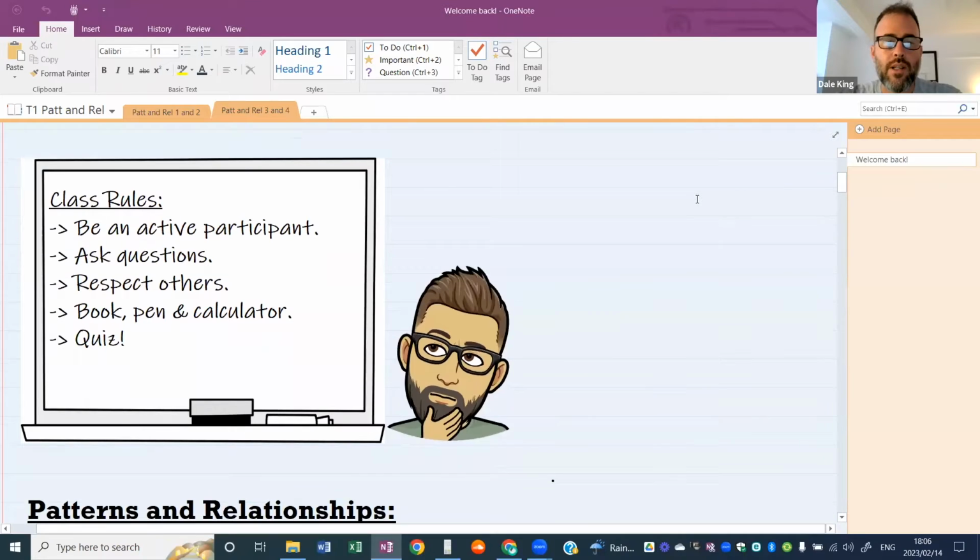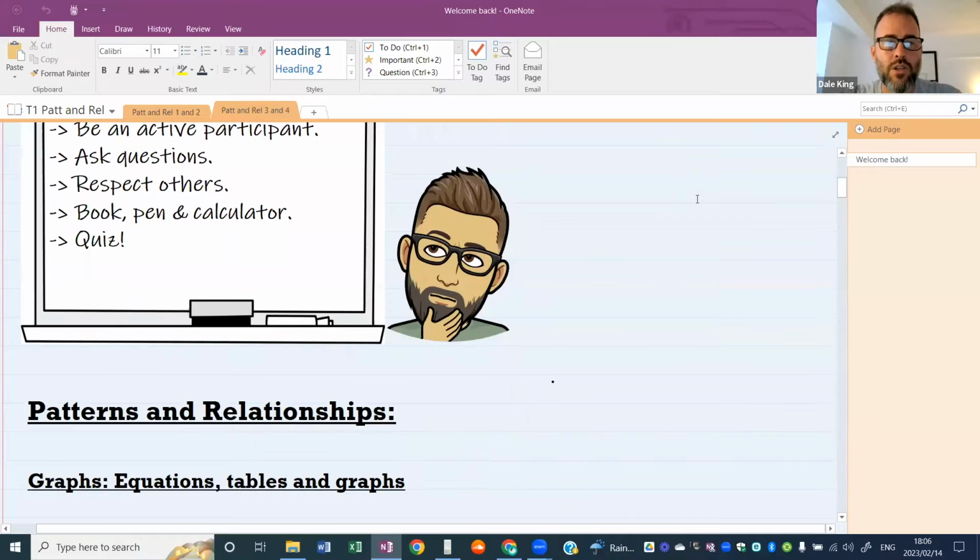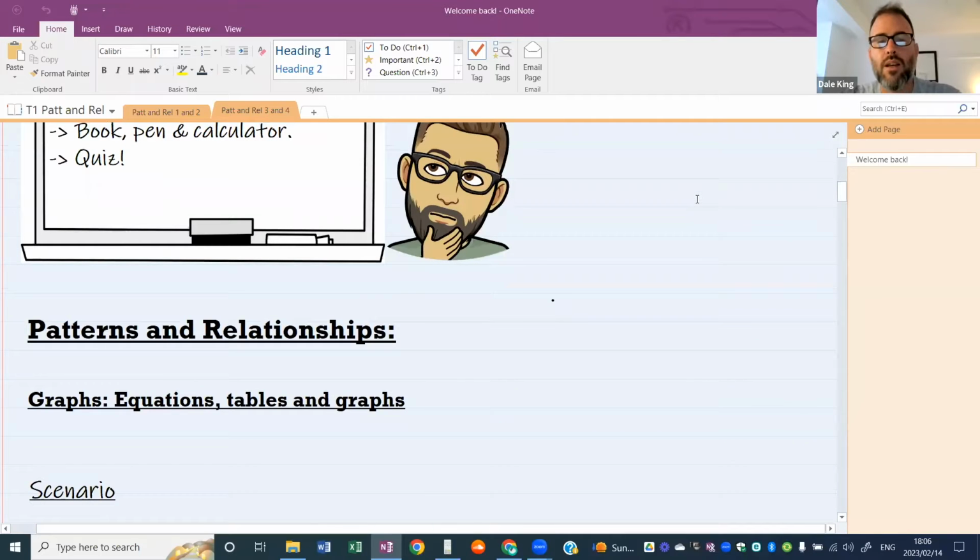Without further ado, let's get back into patterns and relationships. All right, so we were looking at linear relationships last week, and we learned that in a linear relationship, you can show it in a table form, and then you can represent it on a graph. And then right at the end, we even tried to build an equation to represent the relationship. So we're going to take that further today. We're going to look at equations, tables, and graphs. But we are going to make these equations and tables a little bit more complicated, but you'll see what I mean as we go throughout the lesson.